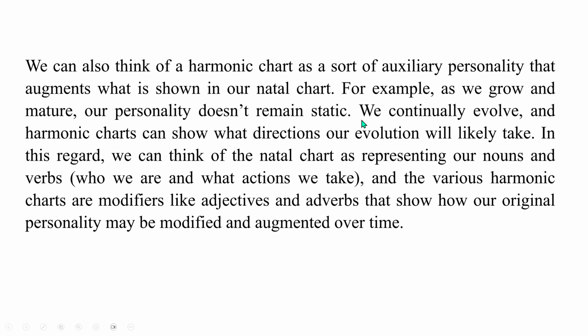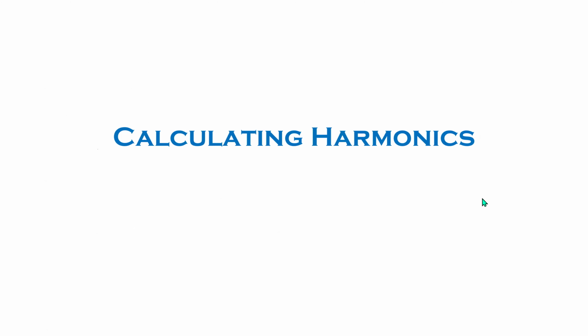For example, as we grow and mature, our personality doesn't remain static. We continually evolve, and harmonic charts can show us what directions our evolution will likely take. In this regard, we can think of the natal chart as representing our nouns and verbs, who we are and what actions we take, and the various harmonic charts are modifiers like adjectives and adverbs that show how our original personality may be modified and augmented over time.